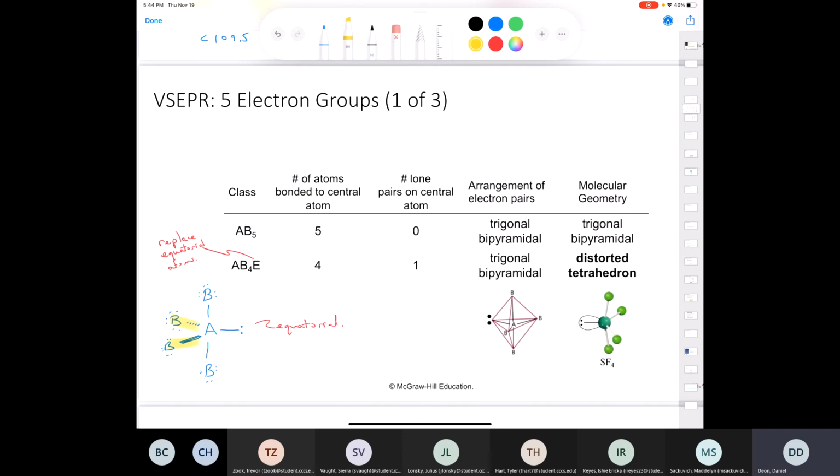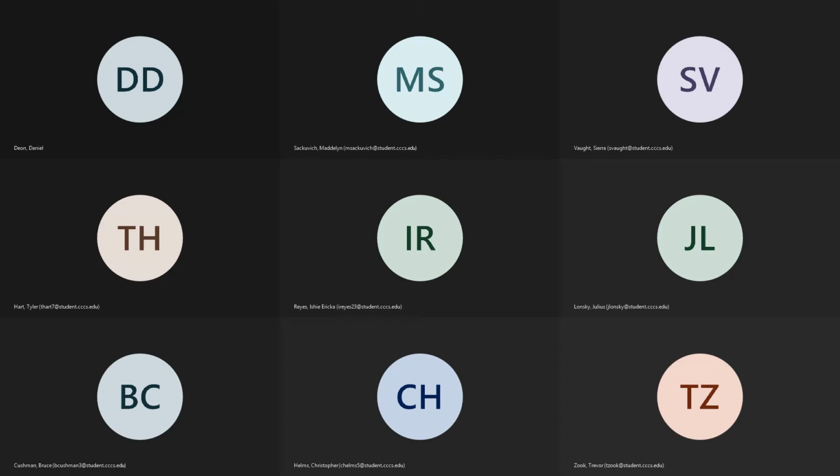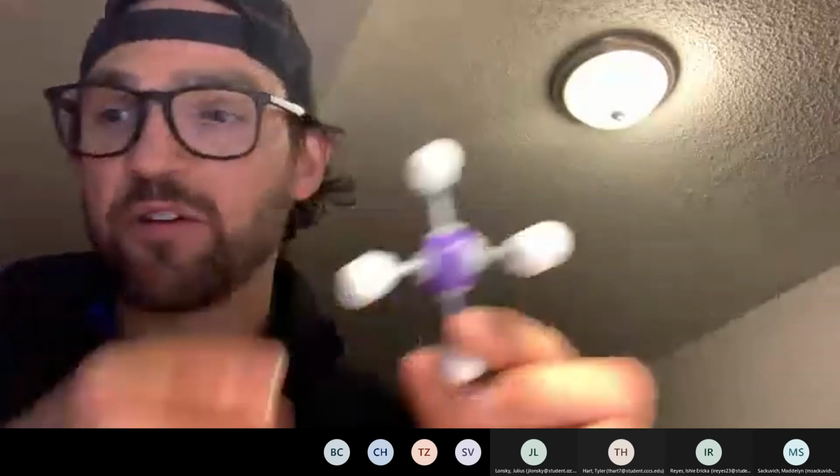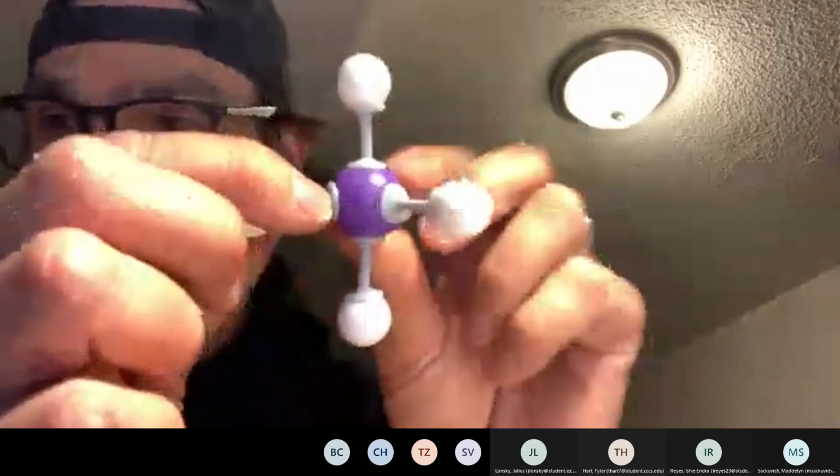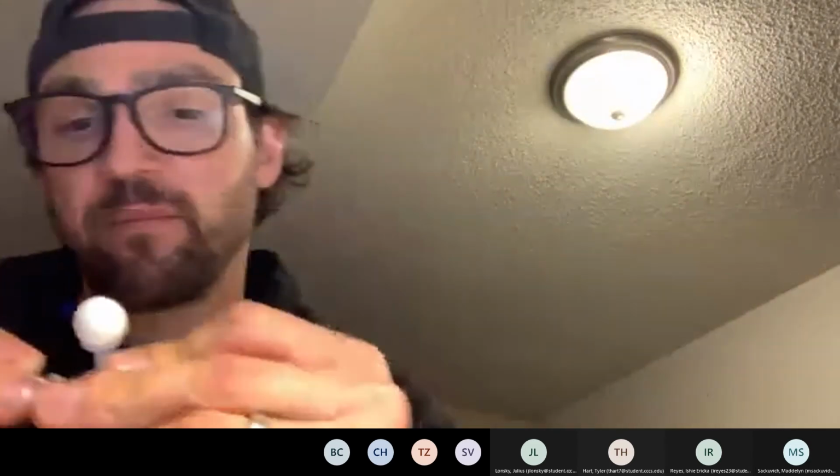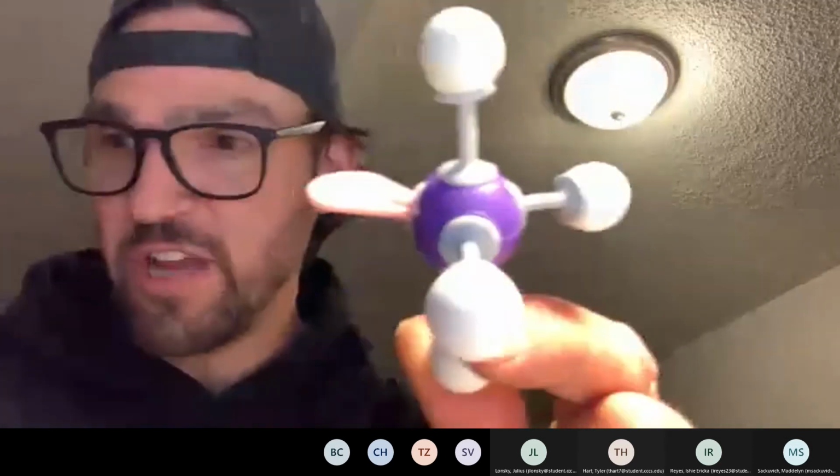Well, molecular geometry only considers bonds. What kind of shape is that? Let me get my models out for you here. Here's my model. So here's my trigonal bipyramidal. I'm going to remove one of the equatorials. I replace it with a pink lone pair. And what shape do I get? You get this cool shape.